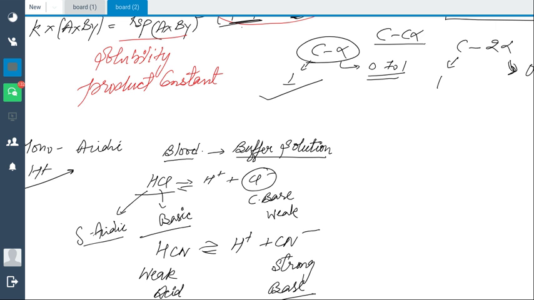Sir, how to take anti-log in questions? Don't worry, Anshuman. See, calculators are there, and it is primarily for understanding purpose. The exam will not grill you on how to calculate anti-log, so don't worry about that part.